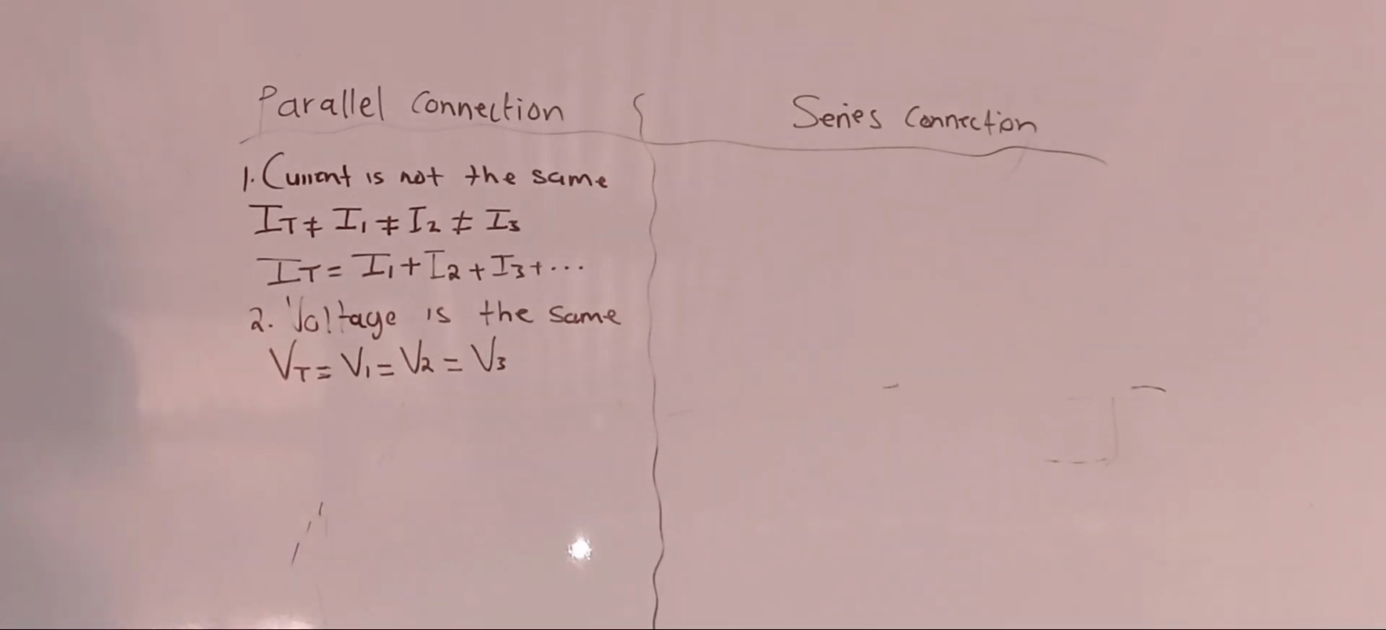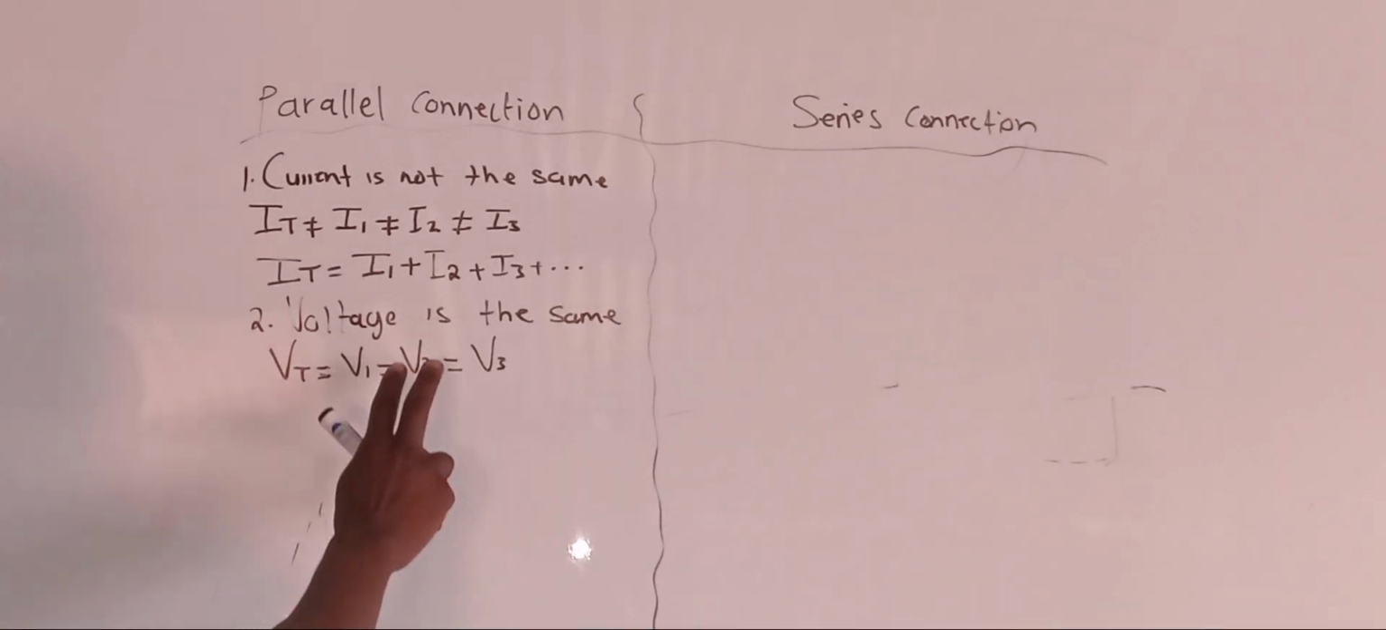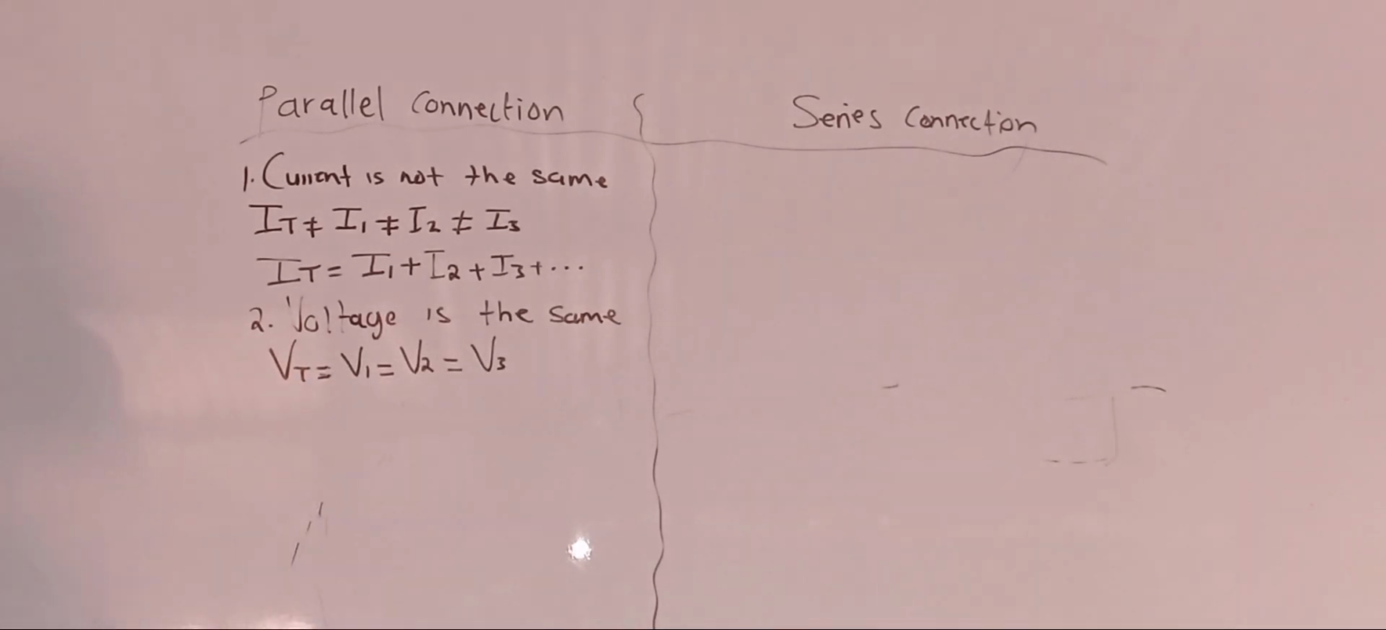If we have maybe 20 volts measured across the terminals of the battery or the power supply, meaning that in resistor number 1 we'll have 20 volts, 20 volts, and 20 volts. Why? Because voltage is the same.